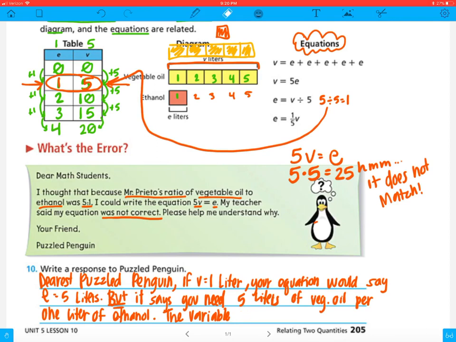When we read Puzzled Penguin and we respond to Puzzled Penguin, we are attending to precision and we are critiquing the work of others, which is important when you're being a mathematician on a mission.